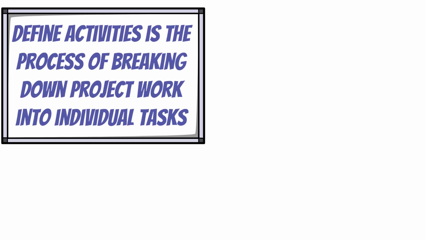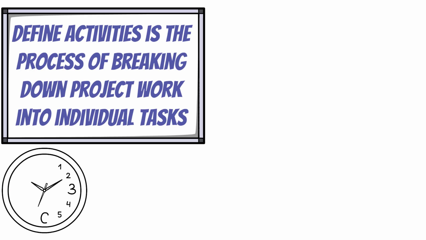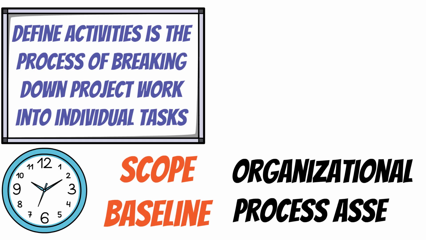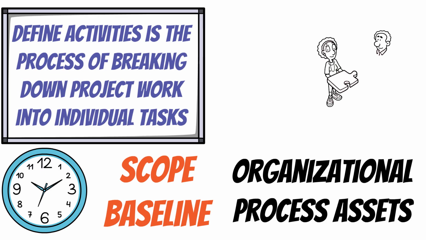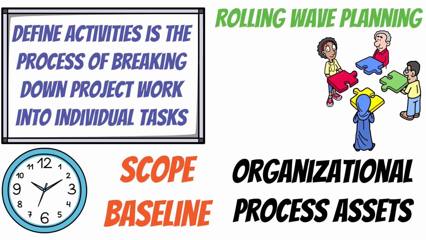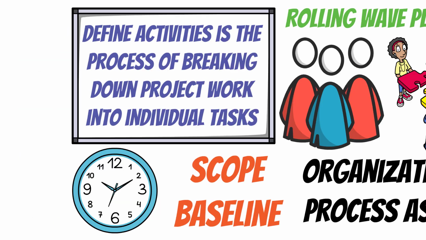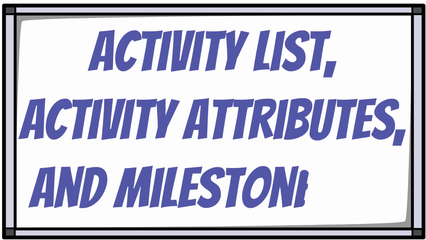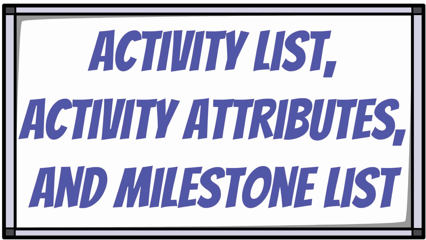Let's recap. Define Activities is the process of breaking down project work into individual tasks. Inputs include the schedule management plan, scope baseline, and organizational process assets. Tools and techniques include decomposition, rolling wave planning, expert judgment, and meetings, and outputs include the activity list, activity attributes, and milestone list. Without this step, your project schedule is basically built on guesswork, and guesswork doesn't work. That is it for Define Activities.